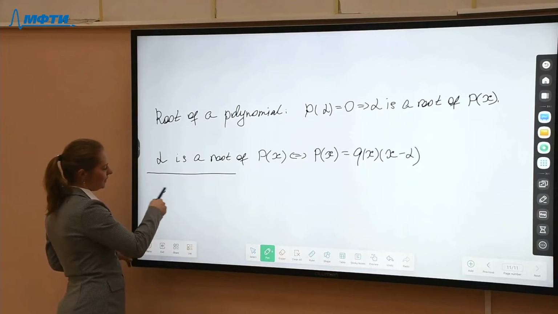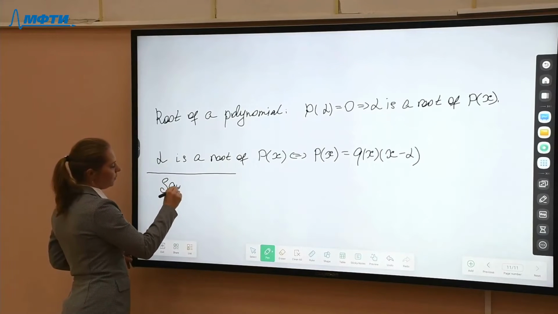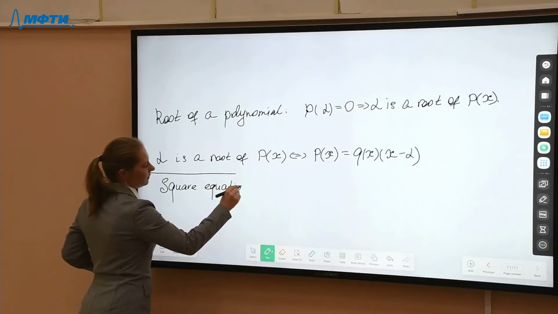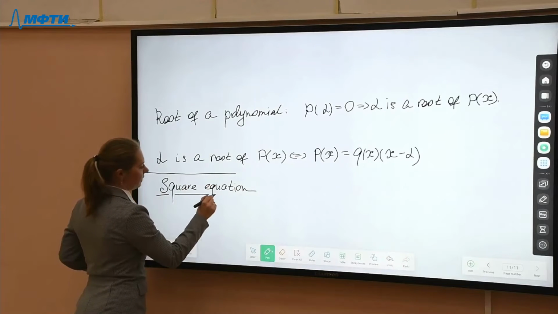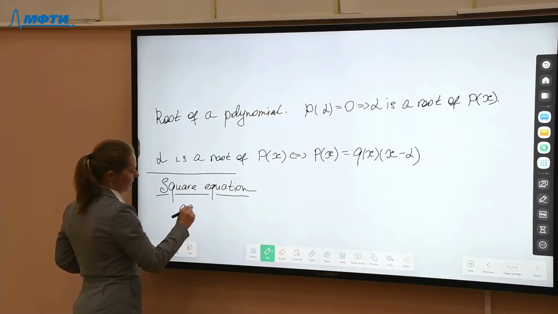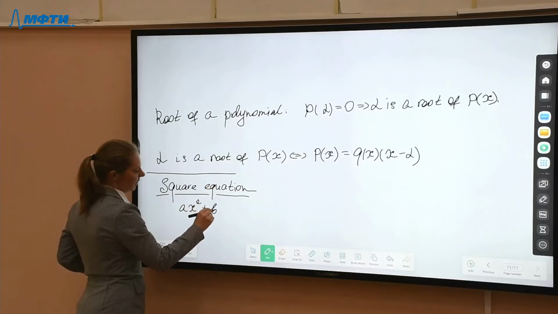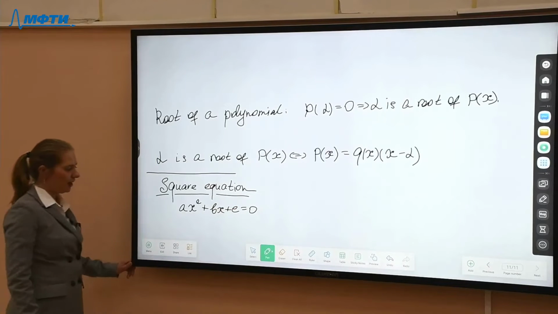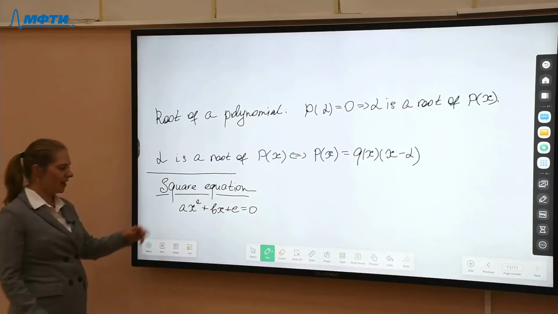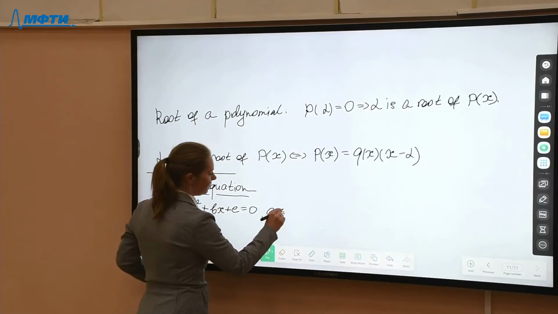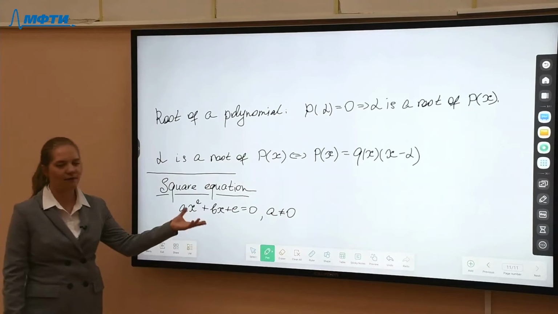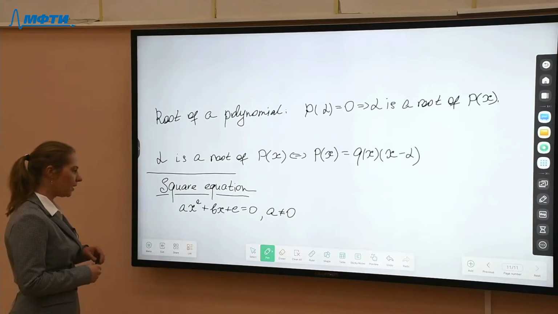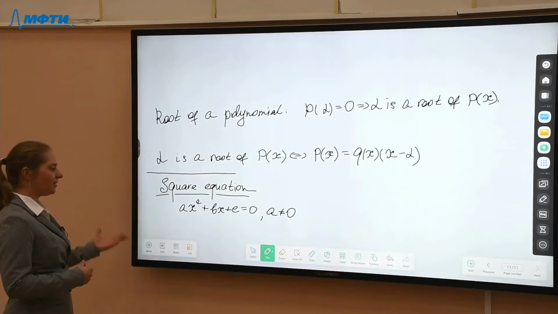So let's consider the following square equation: ax squared plus bx plus c is 0. And we need to say that a is not 0. Otherwise, we have a linear equation, but we talk about a square equation. Well, we need to solve it.